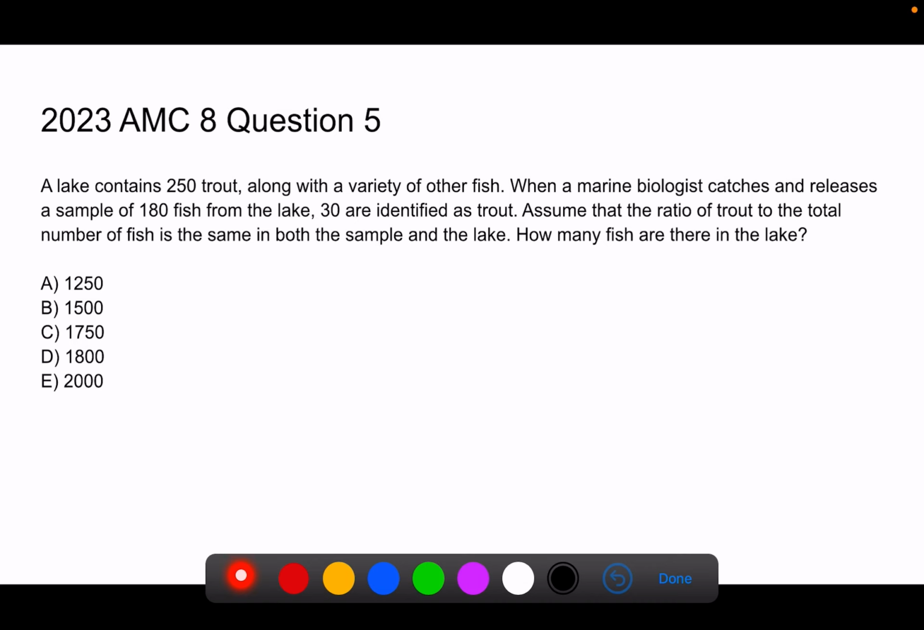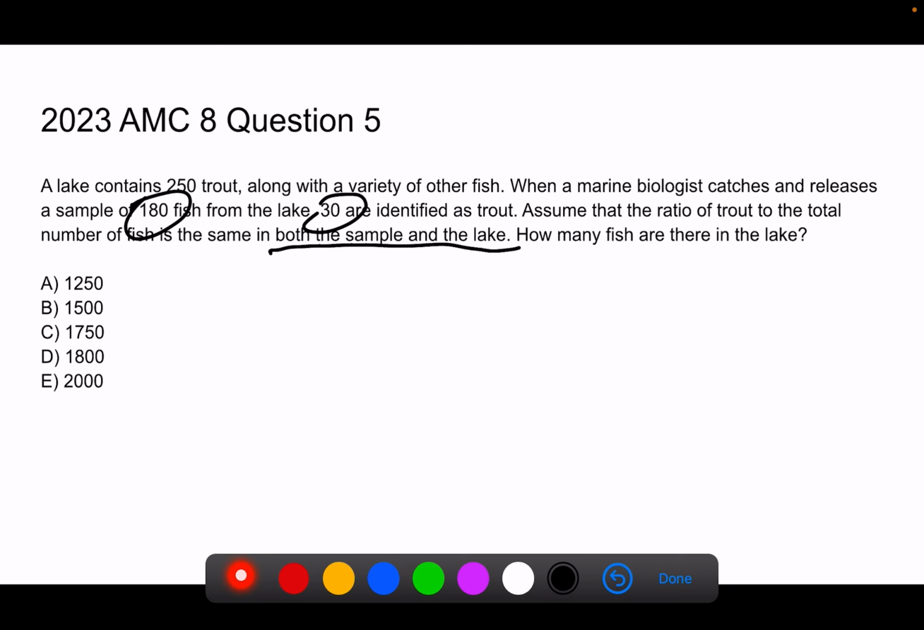AMC 8, question 5. A lake contains 250 trout, along with a variety of other fish. When a marine biologist catches and releases a sample of 180 fish from the lake, 30 are identified as trout. Assume that the ratio of the trout to the total number of fish is the same in both the sample and the lake. How many fish are there in the lake?